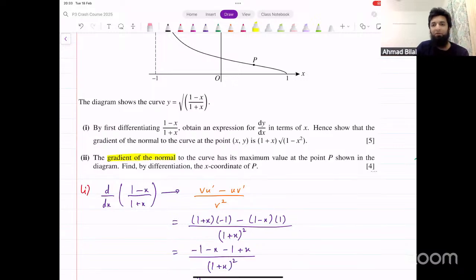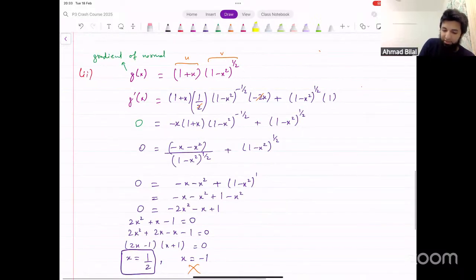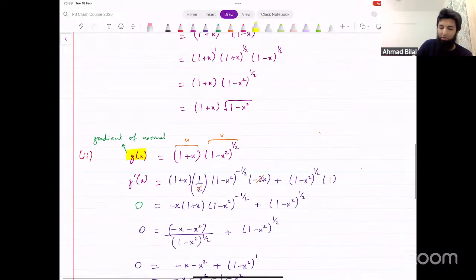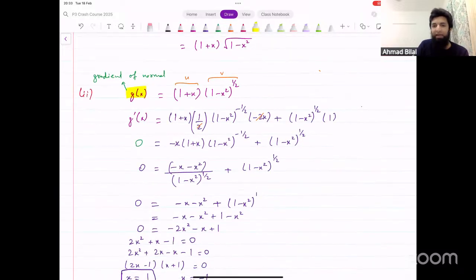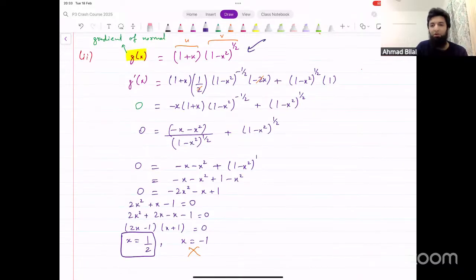What's the gradient of the normal? This is the gradient of the normal, g of x. We are representing that with g of x. Okay. Now treat it like any other function, right? This is the function now. We are looking for the maximum point for this function. Forget about what happened before. This is the function that we're talking about, okay? We have to find the maximum point for this function.